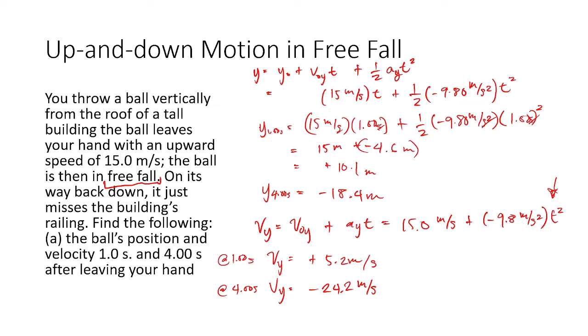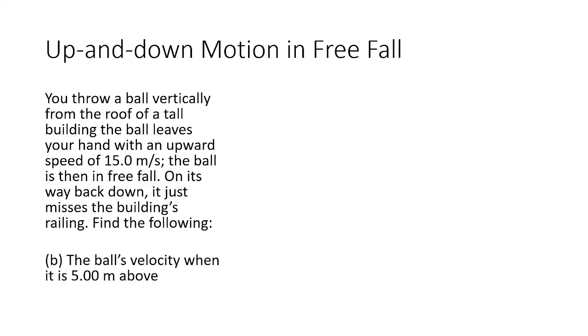Okay. So for letter B, the question for letter B is, find the ball's velocity when it is 5 meters above. So by 5 meters above, meaning to say original position, this is our y is equal to 0. We need to measure its velocity at y is equal to 5 meters. So, yan yung kailangan nating alamin.